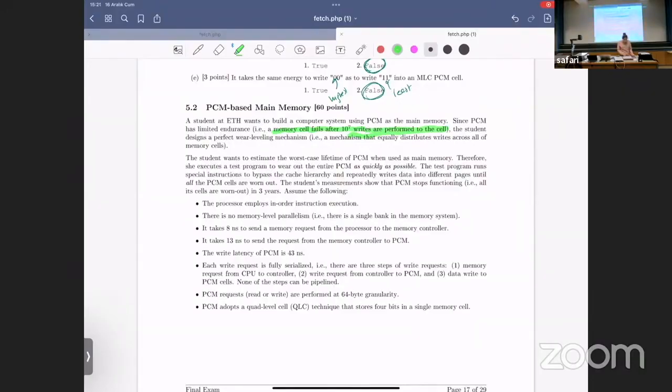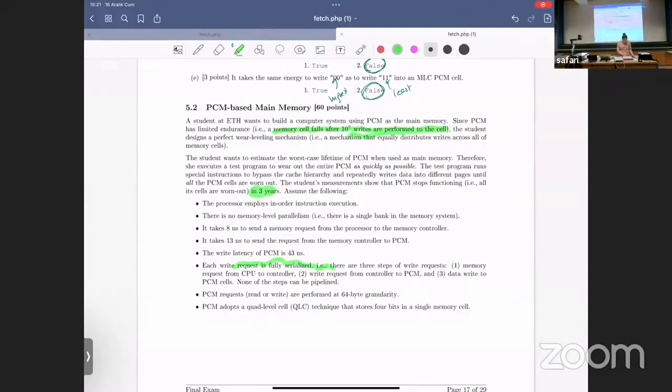So what it says is that the student estimated already, and the lifetime is around 3 years. It says 3 things about how the instructions are executed. The first thing is that the processor is in order, there's no memory level parallelism, and write requests are fully serialized, meaning that all operations are fully serialized, basically.